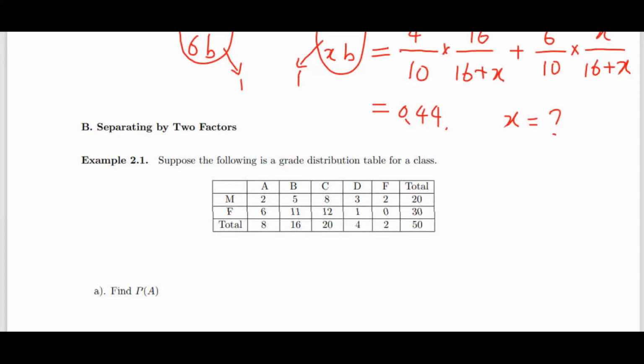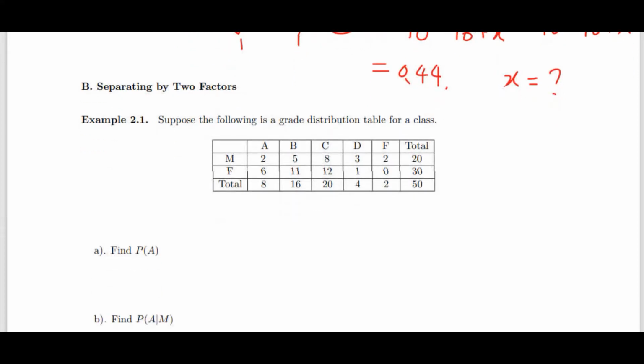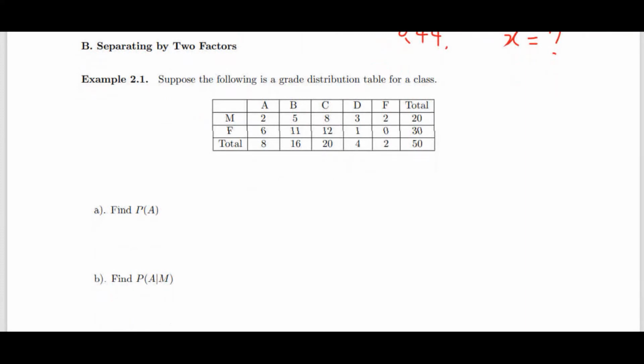So let's check some examples for splitting by two factors. A simple example is this. In our class, we can split the whole group of people by male and female. So we have 20 male students and 30 female students. We can also split by the grades, right? How many A, how many B, how many C, or D. So we have such a table.